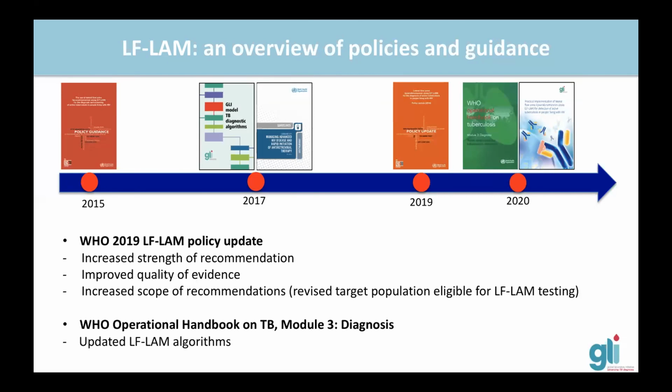And also in 2020, WHO released the updated templates for lateral flow LAM algorithm in the WHO Operational Handbook on TB Module 3 Diagnosis. This is where these updated algorithms can be found. And then last but not least, the GLI decided to develop this practical guidance to help implementers and national programs introducing and rolling out lateral flow LAM under routine conditions in countries. And this guidance is, of course, fully aligned with the latest WHO guidance released in 2019 and 2020.